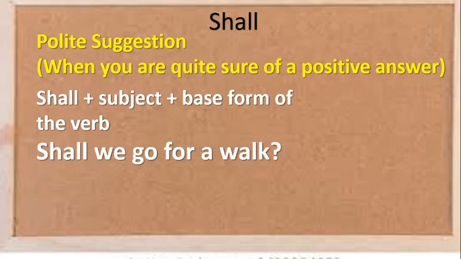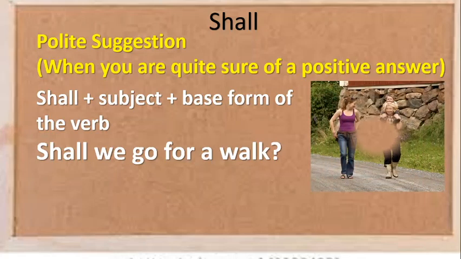Shall we go for a walk? You know very well that the person you are talking to is ready to go for a walk. That is why you have made the polite suggestion, because you are sure of the person's readiness to accompany you on the walk, as we have seen on the photo illustration. So when you want to make a polite suggestion, you could use the word shall. Shall we go now? Shall we start the discussion?